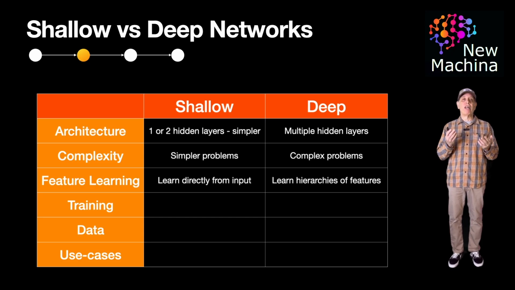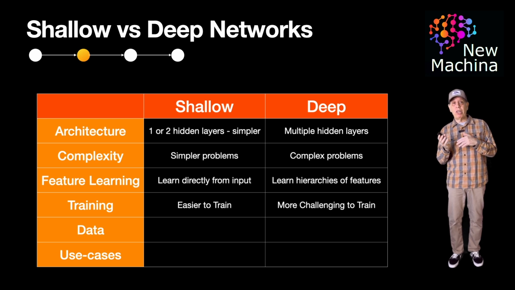So moving to the fourth aspect, what are the training differences between shallow and deep networks? Shallow networks are generally easier and faster to train. Deep networks, on the other hand, generally require more computational resources and can be more challenging to train.